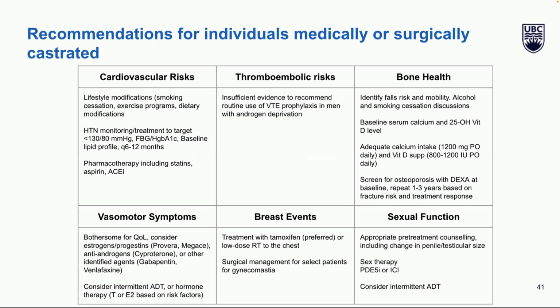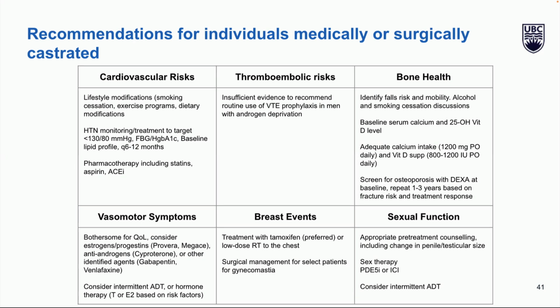So this is a nice summary table of the recommendations that are included here. For cardiovascular risks, the lifestyle modifications also include smoking cessation, an exercise program, and dietary modifications, with hypertension monitoring and targets of less than 130 over 80, as well as screening for diabetes and hyperlipidemia every 6 to 12 months. The pharmacotherapies that can be used as adjuncts are usually statins, aspirin, and ACE inhibitors.